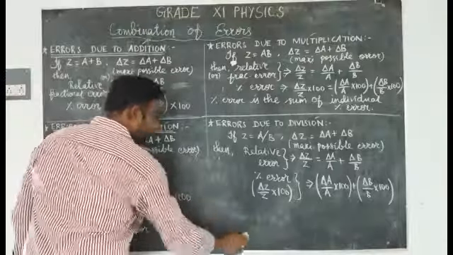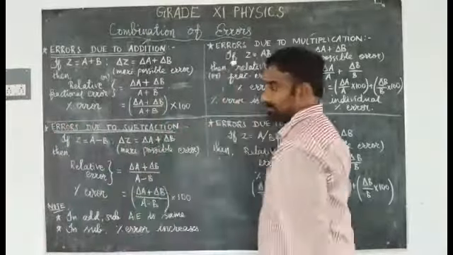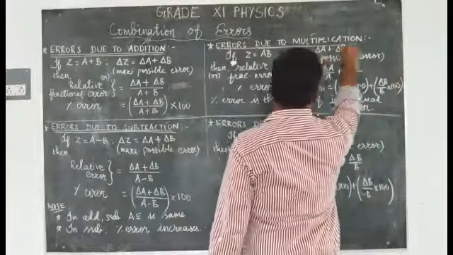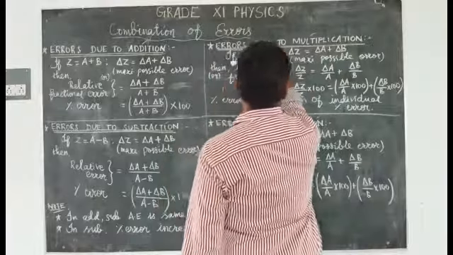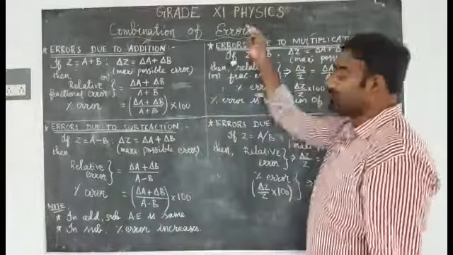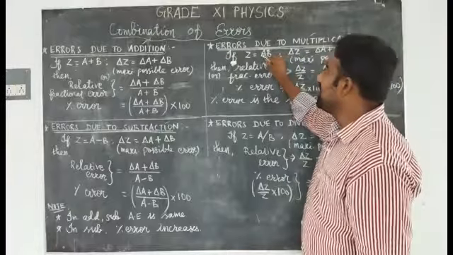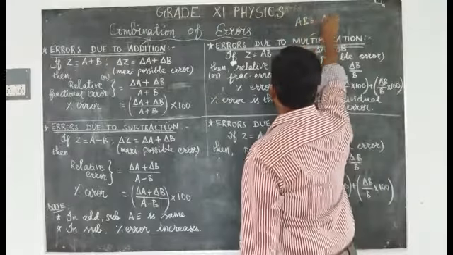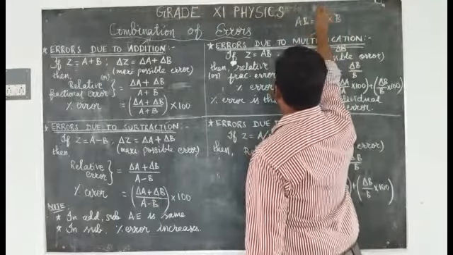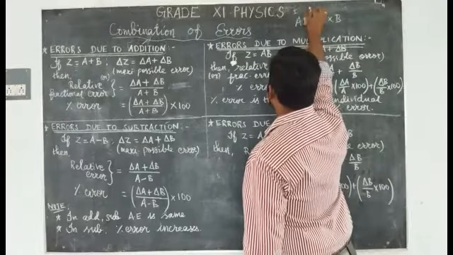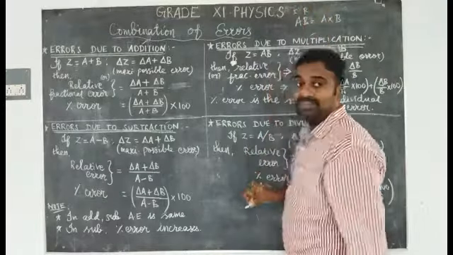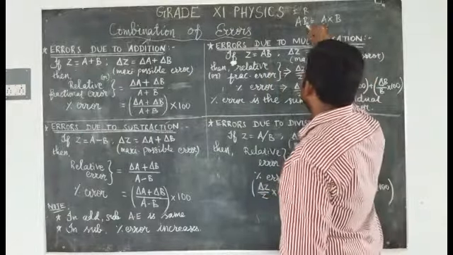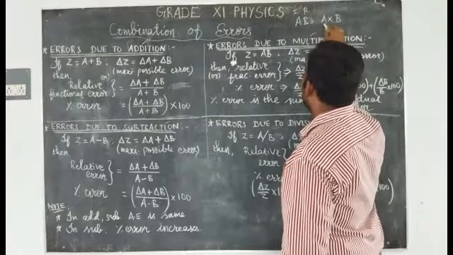So addition and subtraction are over. Moving to multiplication. Now the third combination of error is errors due to multiplication. Okay, let us consider two different measurements. The first measurement is A, the second measurement is B. So the two measurements are multiplied. So AB is nothing but A cross B. Like, the first one is current and the second one is resistance. In an Ohm's law experiment, we measured the potential difference across the terminal of the wire. So V is equal to IR.